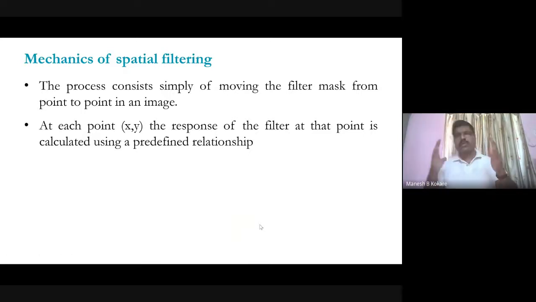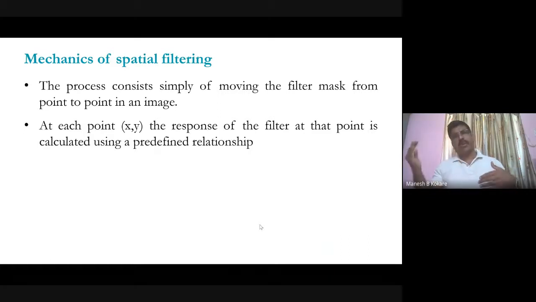So there are two types of filtering. One is spatial domain filtering, and another one is frequency domain filtering. Spatial domain filtering is nothing but doing the filtering in the spatial domain, like you are doing the operation on the pixels themselves.